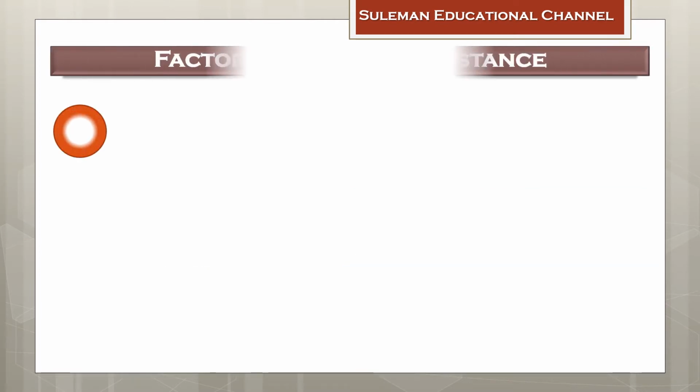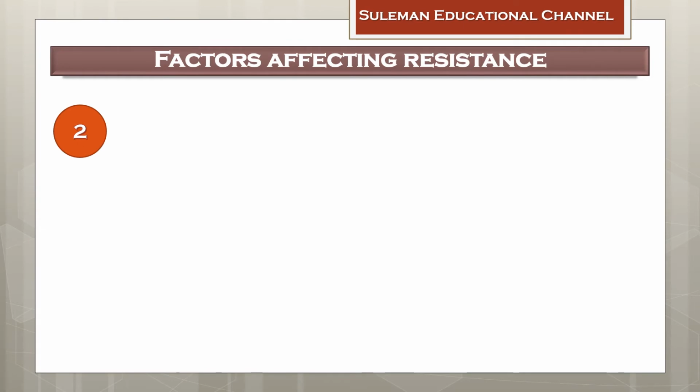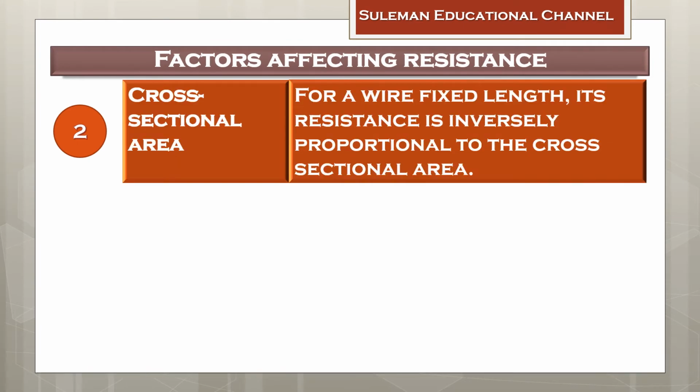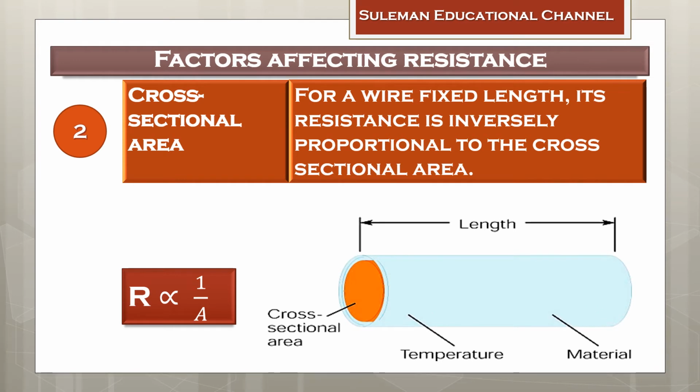The second factor that affects resistance is the cross-sectional area. Resistance is inversely proportional to cross-sectional area. It means that when the cross-sectional area is increased, the resistance gets reduced, and when we reduce the cross-sectional area, the resistance would increase. So keep in mind that the cross-sectional area is inversely proportional to resistance, provided the other factors like length, temperature and material remain the same.